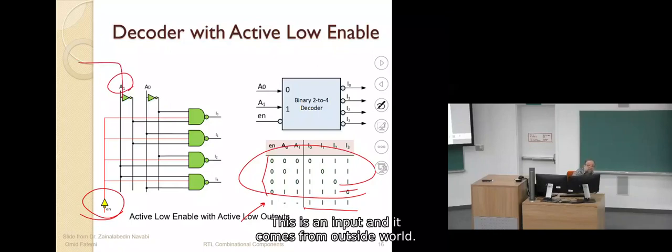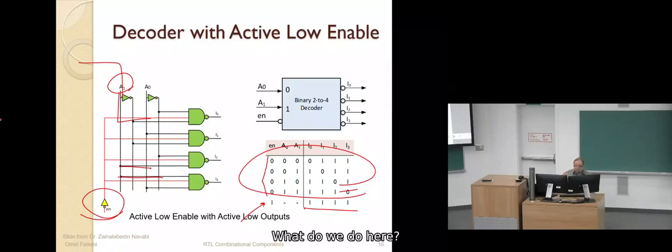This is an input, and it comes from the outside world, and it goes to different places, at least 2 places. So again, here we have an input which goes to more than 1 place, which is not good. I told you that this is not a good design, and the outside world would not be happy with that. They would complain about this. So what to do?